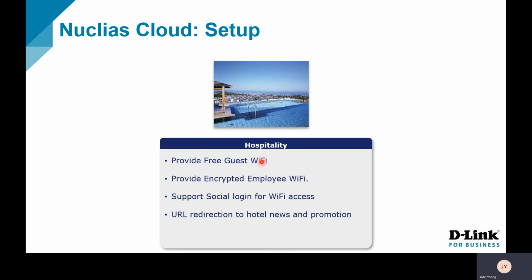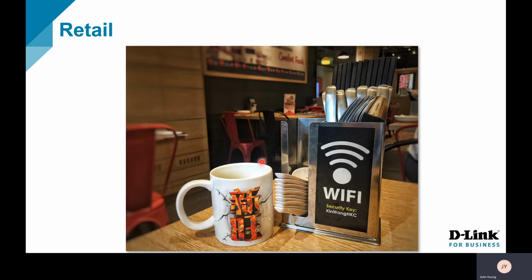So the setup is very simple for the hotel. For the guest Wi-Fi, normally it will be free or by captive portal, even by local database or social login. Then next for the employee, they have WPA, WPA2, or even WPA3. Then once the authentication is finished for the guests, you can do URL redirection to the hotel news and promotions also. So next we have the retail.